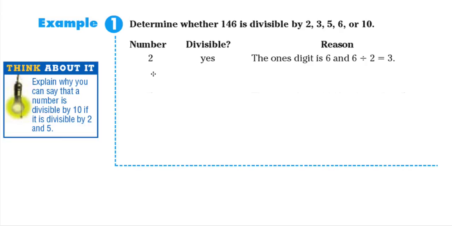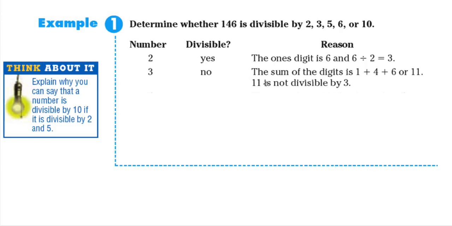Okay, is it divisible by 3? The answer would be no. Why not? Because if you add the digits together, 1 plus 4 plus 6 is 11, and 11 is not divisible by 3. Is it divisible by 5? Again, the answer is no, because the ones digit is not 0 or 5.